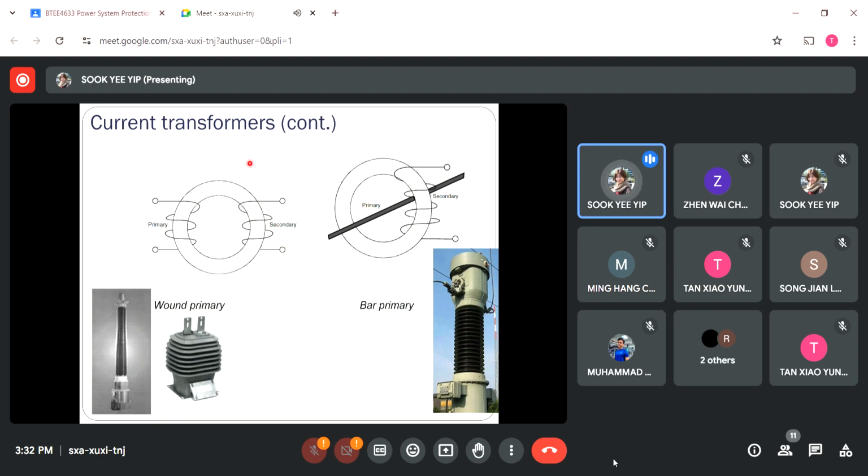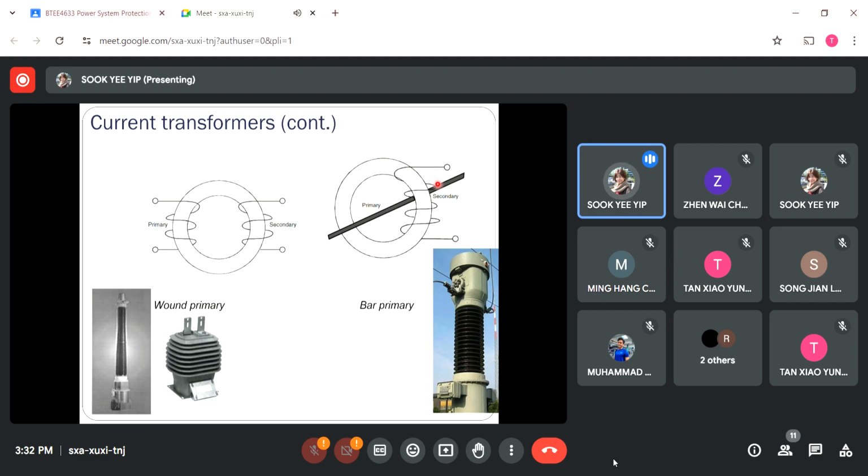So this is for the wound primary type of current transformer. How about the bar primary type of current transformer? It's the figure at the right-hand side. If you notice here, it consists of the iron core, but it only has the secondary winding wound around it. The primary winding would be the power line itself or the bus bar itself. You can treat this as a single turn for the bar primary type of current transformer.